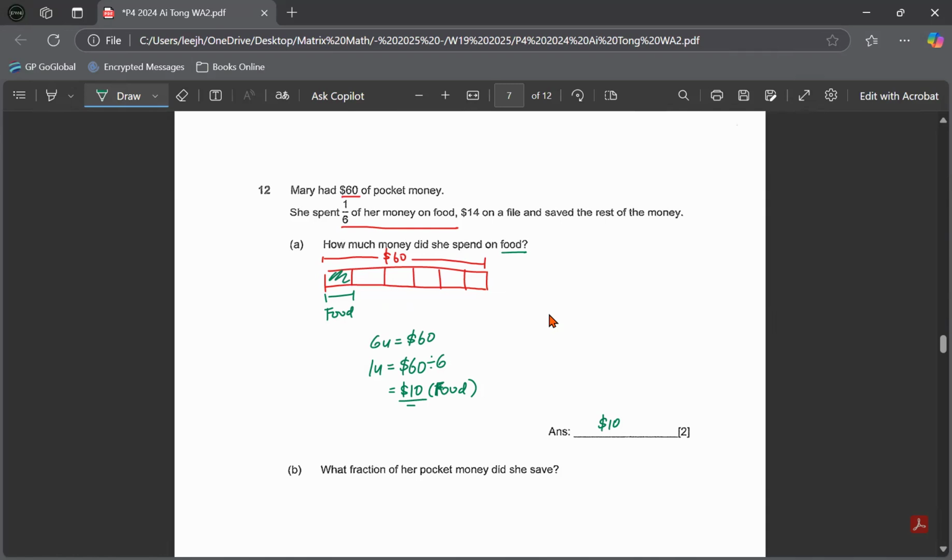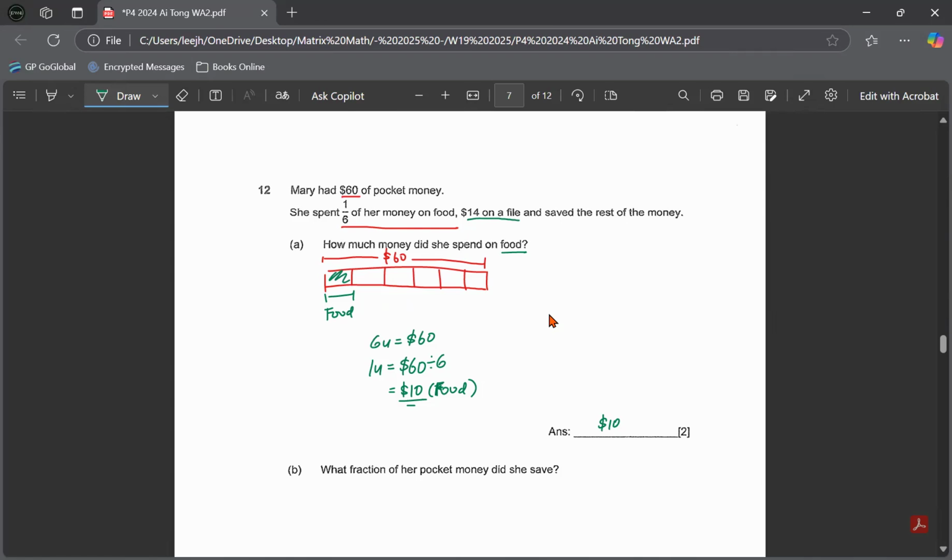What about B? What fraction of pocket money did she save? So very simple, So you know that this is a value of $14 on the file. It's not 2 units or whatsoever.